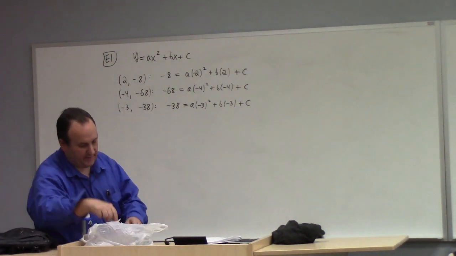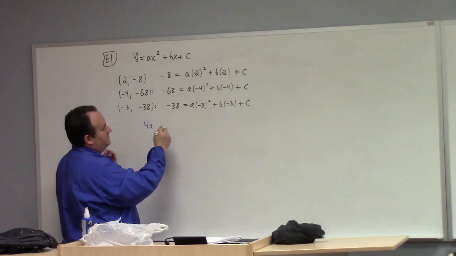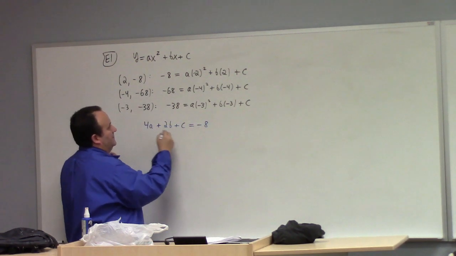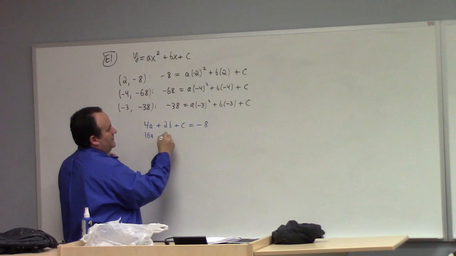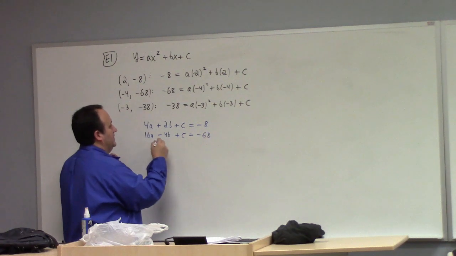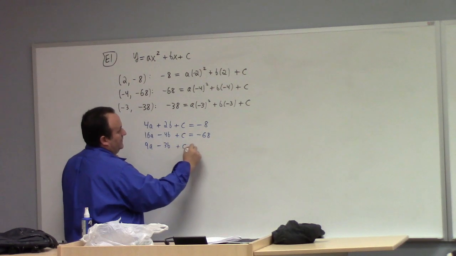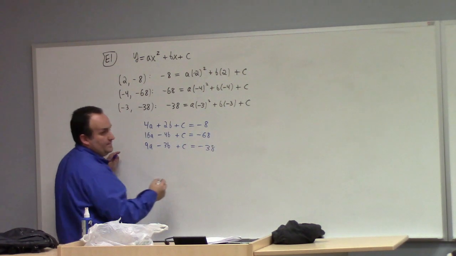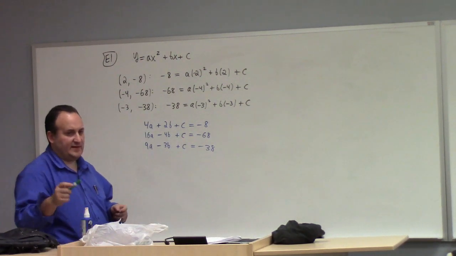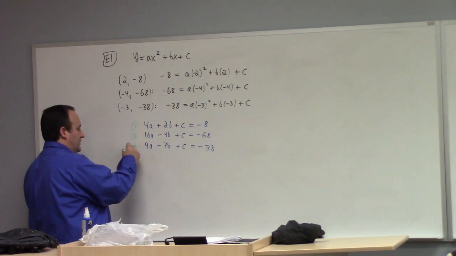What do we have? What are we up against here? We've got ourselves 4a plus 2b plus c equals -8. 16a minus 4b plus c equals -68. And 9a minus 3b plus c equals -38. So this is 3 equations and 3 unknowns, so we know how to solve it, but we also know that it's going to take a little work, right? So I'll call this equation 1, equation 2, equation 3.